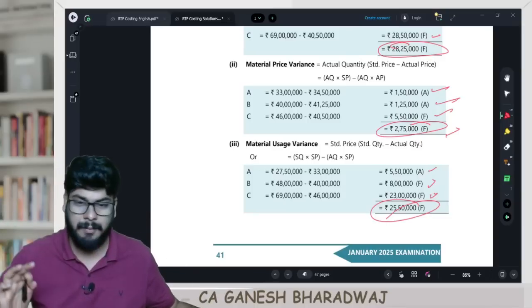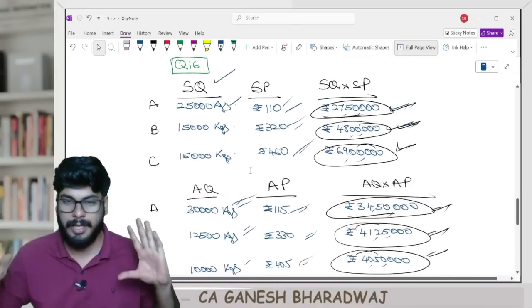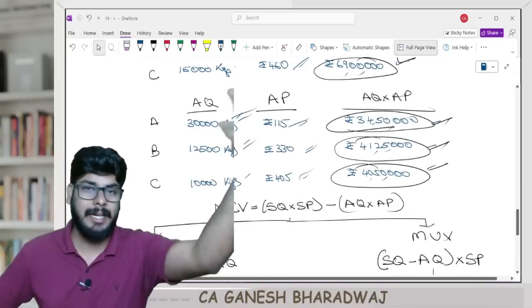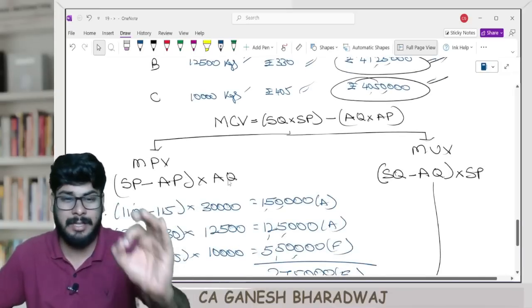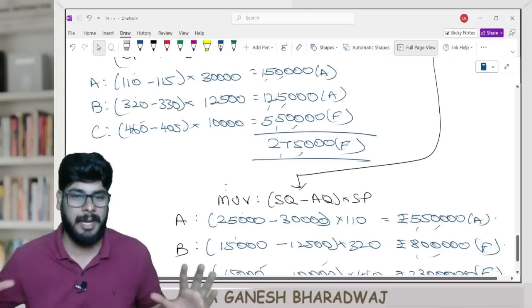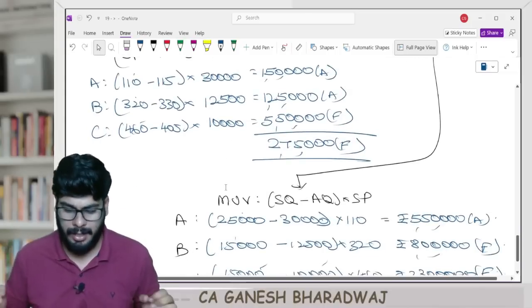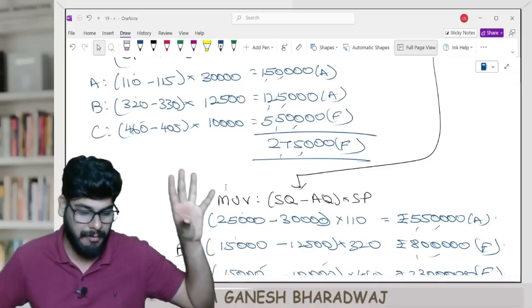Guys, very simple. Provided you have the ingredients sorted out like this, you can directly pick it. I didn't even go back to the question. I only picked the figures from here. Are you clear with this? This is the way to crack standard costing. This is a pretty straightforward sum, but it's a comprehensive question. It has all the variances here. In fact, it's a very good way to revise the entire concept of material cost variances.